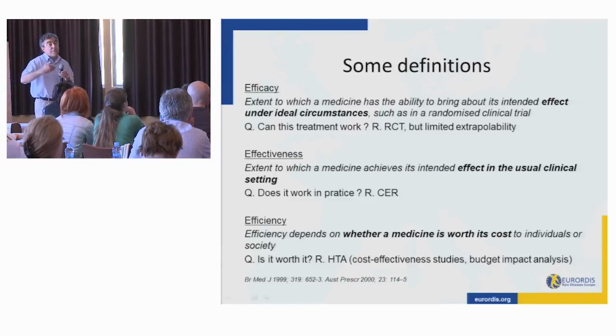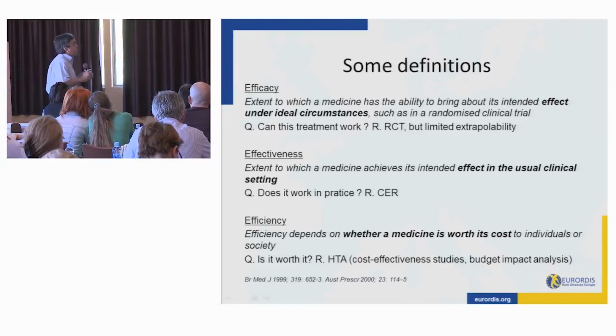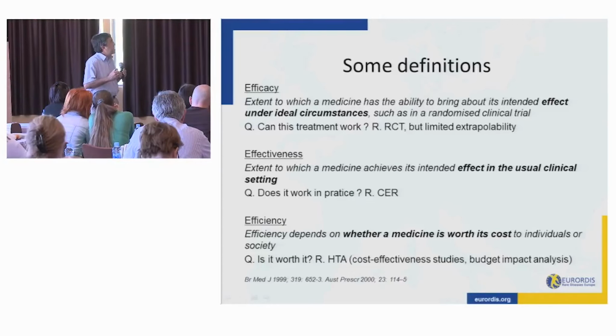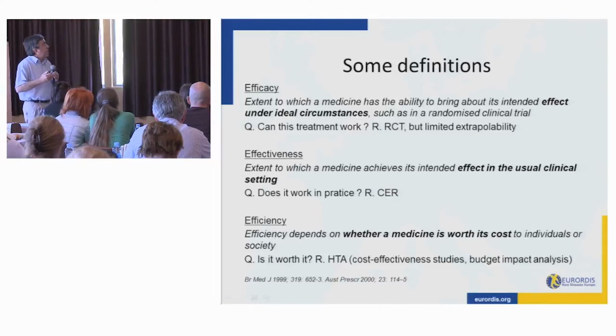Clinical trials are absolutely essential to evaluate the clinical impact of treating a patient with a drug, but a randomized clinical trial is an artificial circumstance of treatment. So it's important, but it answers the question: can this treatment work? It's efficacy. Effectiveness is the extent to which a medicine achieves its intended effects in usual clinical settings, in current care circumstances. And the question corresponding to effectiveness is: does it work in practice? And that could be very different.